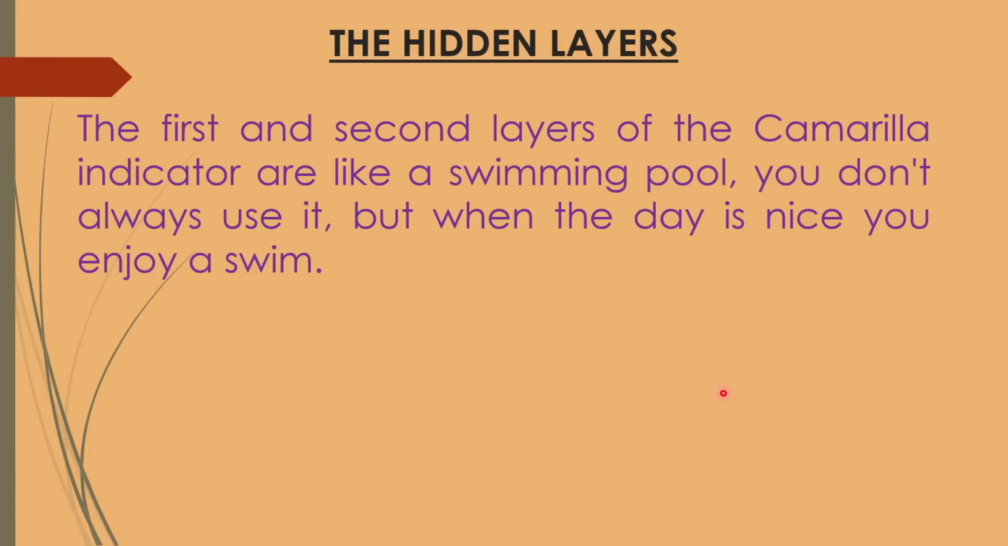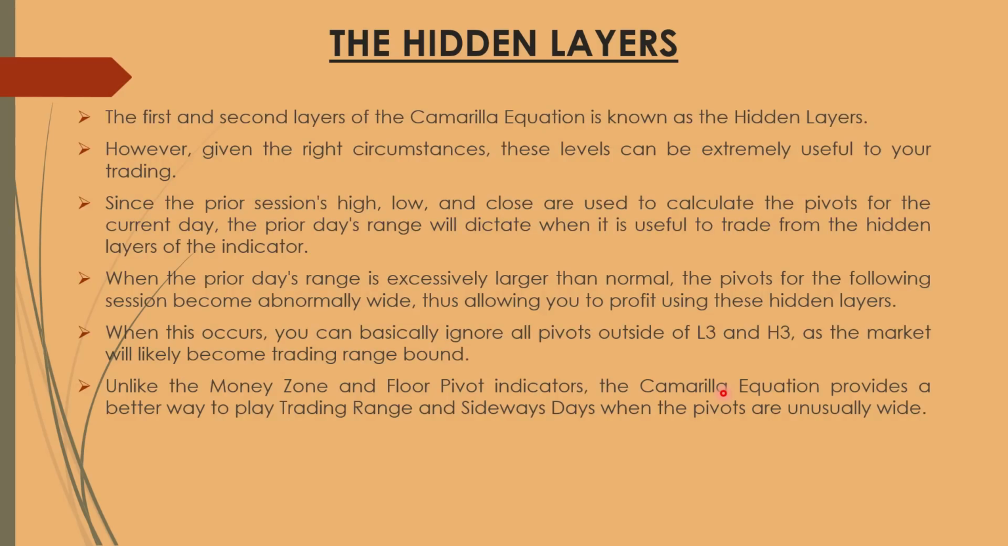The first and second layers of the Camarilla indicator are like a swimming pool. You don't always use it, but when the day is nice, you enjoy a swim. That is the hidden layers. The first and second layers of the Camarilla equation are known as the hidden layers. However, given the right circumstances, these levels can be extremely useful to our trading.